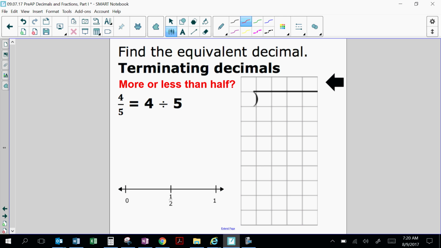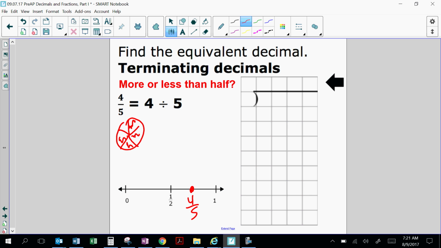So you have the fraction 4/5, which is really equal to 4 divided by 5. And is 4/5 more than or less than a half if you had to make a prediction? Let's think about it. If I had a circle and I cut it into 5 equal parts and I shaded 4 of them, that would be more than a half. So I think 4/5 would be more than a half.